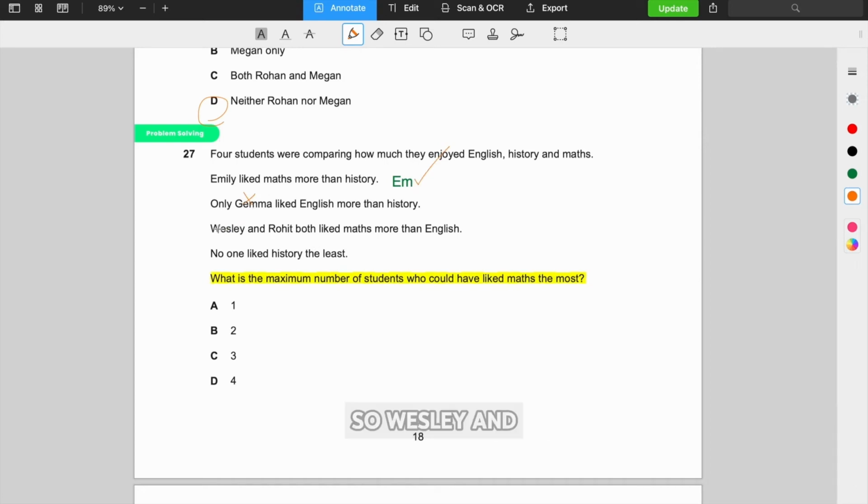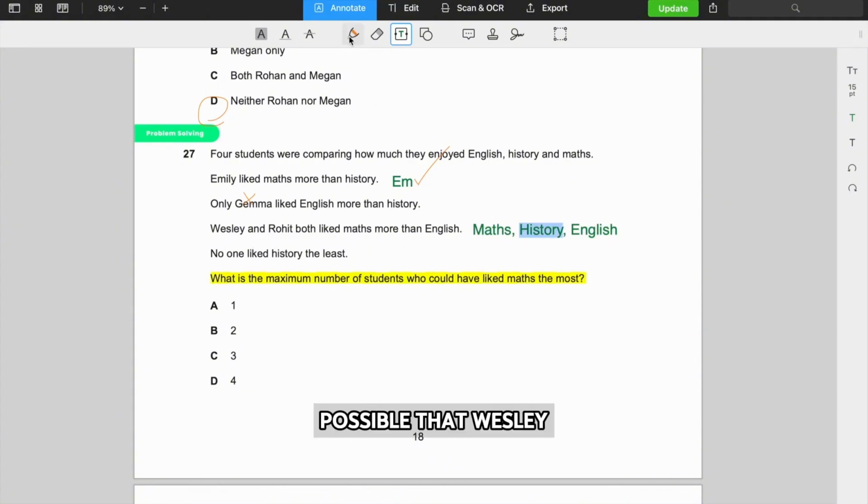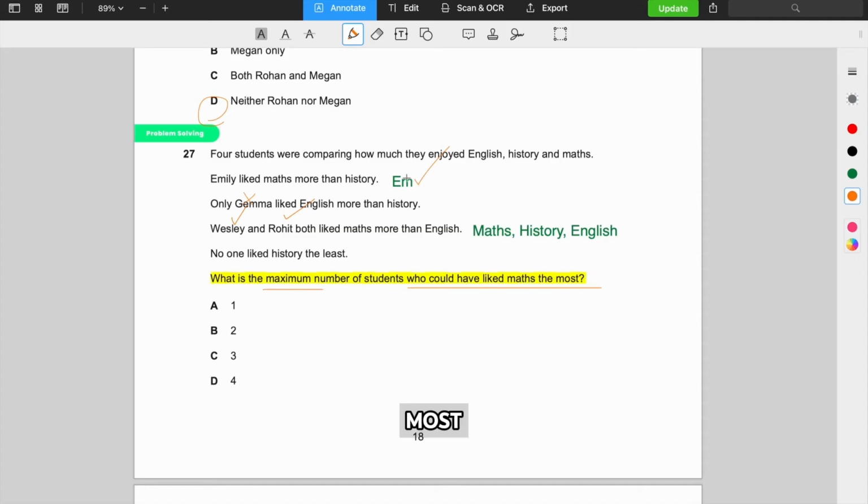What about Wesley and Rohit? Wesley and Rohit both like maths more than English. No one liked history the least. That's still possible for them to like maths the most, because let me show you. What if they liked, in this order, maths, history, and English? So history is less popular than maths, more popular than English, but they both like maths more than English, and they don't like history the least, right? That's the key rule we have to follow. So it's possible that Wesley and Rohit like maths the most. So what is the maximum number of students who could have liked maths the most? Emily, Wesley, and Rohit, not Gemma. So 3 students maximum.